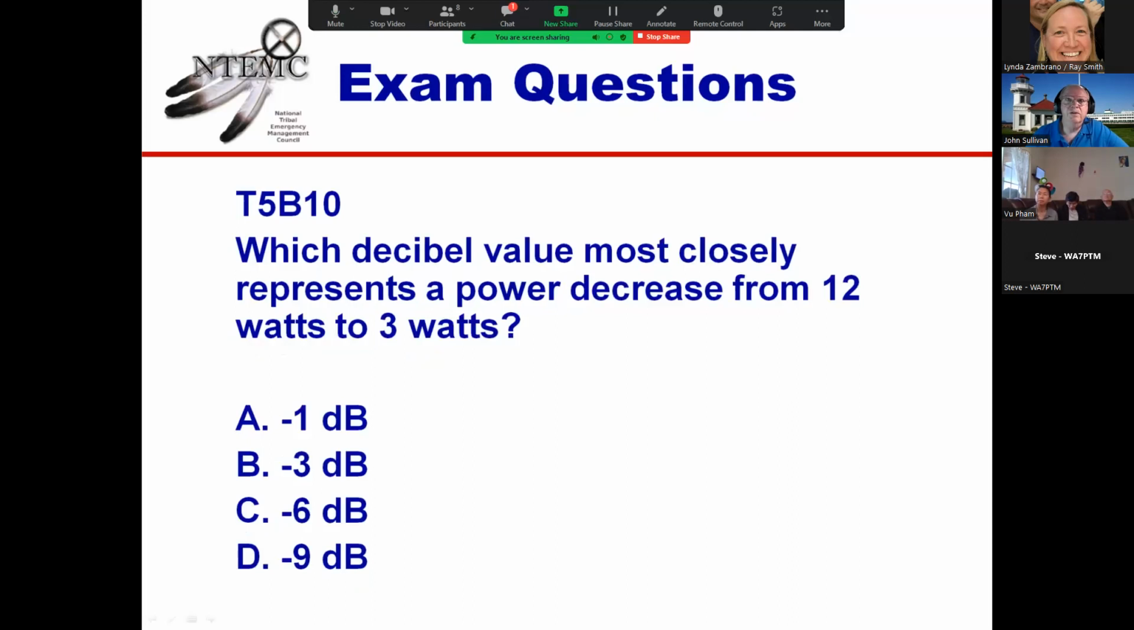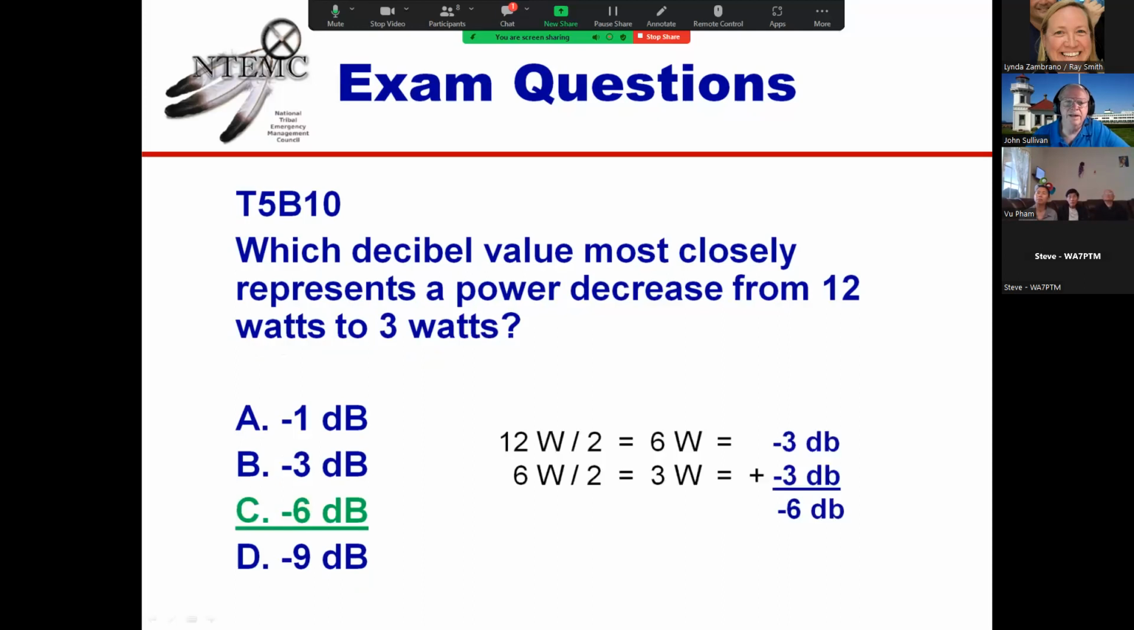Which decibel value most closely represents a power decrease from 12 watts to 3 watts? Well, half of 12 watts would be 6, and half of that would be 3. So it's a 1/4, and it's a reduction. So it would be a minus 6 dB. So you can look at it as 12, half of 12 was 6. That's a minus 3 dB loss. 6 divided by 2 gets you to 3 watts. That's another minus 3 dB. So you got 2 minus 3 dBs, or 6 dB is your loss in that case.